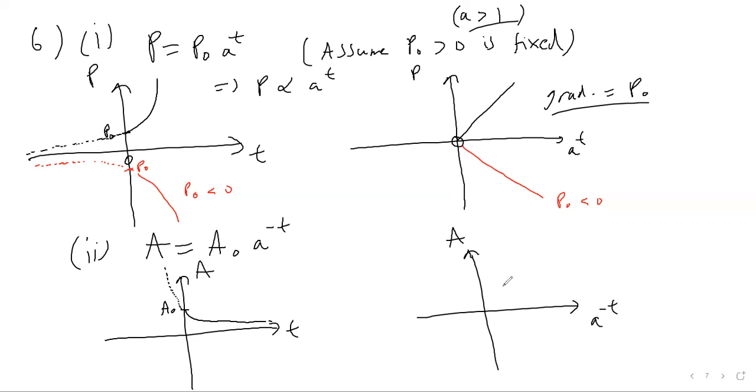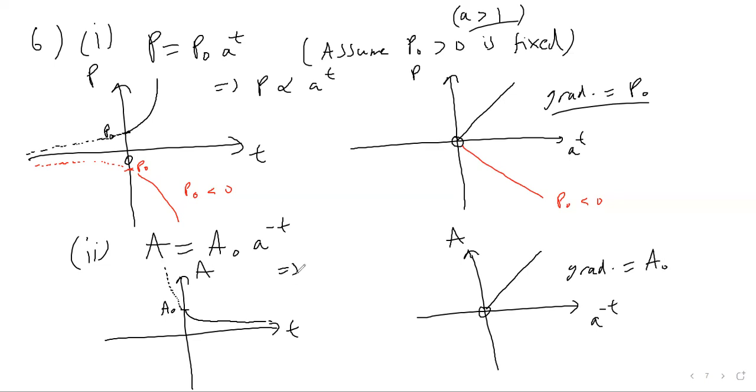And then again, our graph is always just going to be the same kind of thing. We can't be exactly equal to 0, because a to the power minus t will never exactly be 0. But we're going to get this straight line gradient going like that. And our gradient, again, must be this a0 value.